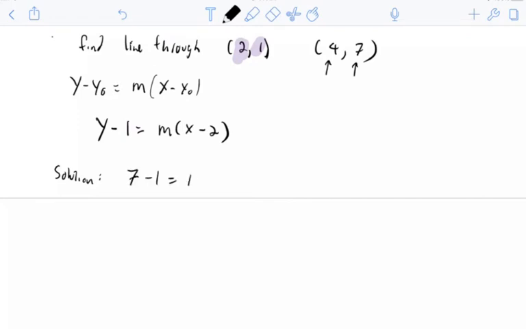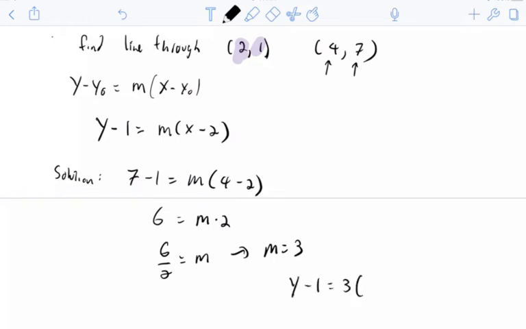The value of y is equal to 7 there. The value of x is equal to 4. So this is 6 is equal to m times 2. So 6 over 2 is equal to m. So m is equal to 3. And then I can just plug that back into my original expression. y minus 1 is equal to 3(x minus 2). Ta-da! Point-slope form. It's not too tricky.